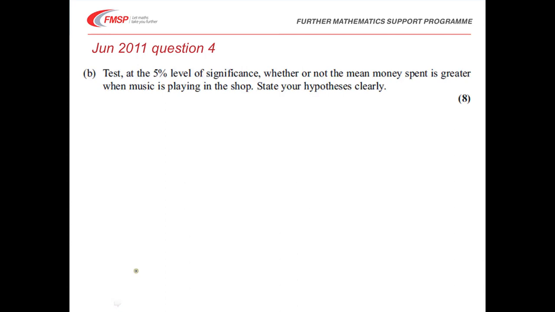So we're then asked to test at 5% whether or not the mean money spent is greater when music is playing in the shop. So again, we need to start defining things in my view. So we're going to have mu m be the mean with music, and we're going to have mu n be the mean without music.